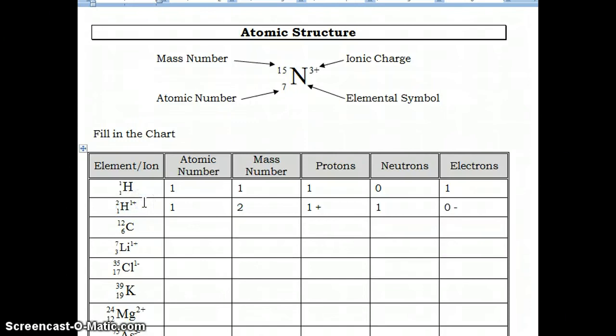If you have any questions, please help each other out here, because some of you are going to get this right away, and some of you are going to struggle, particularly with the ionic charges. The atomic number and the mass number, if you can look at this and read it and read the key up here, you should have no problems with that at all.